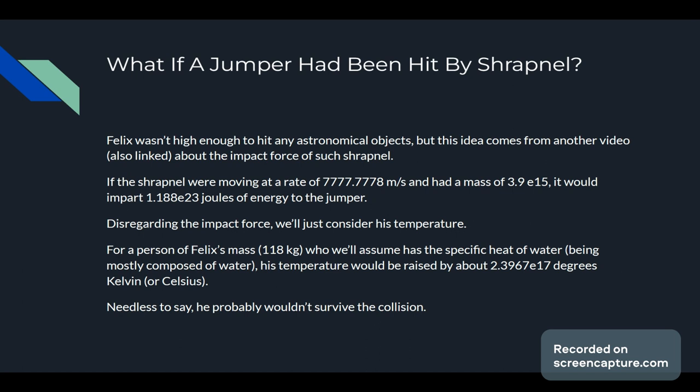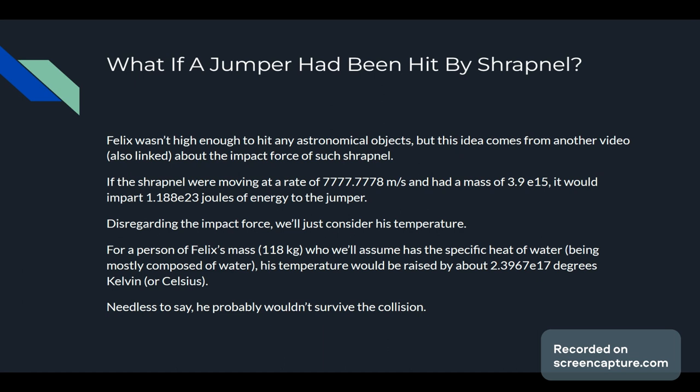And what if a jumper had been hit by shrapnel? There are lots of asteroids and other astronomical bodies that could potentially contact a jumper in space. Felix wasn't high enough to hit any astronomical objects, but this idea comes from another video also linked in the description, along with the video of Felix's actual jump, about the impact force of such shrapnel.